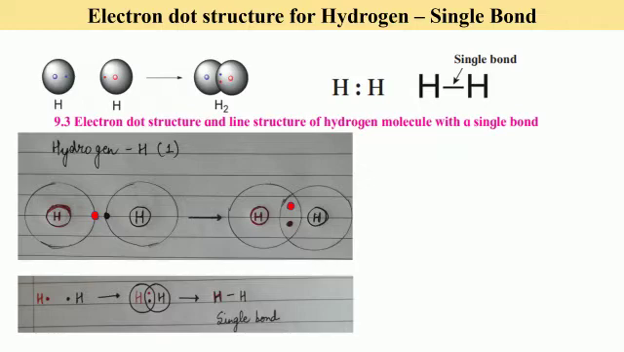Electron dot structures. The very first example that we are going to study is of hydrogen, which is the simplest molecule that is formed by covalent bond. And the bond that is going to form between the two hydrogen atoms is going to be a single bond. Now this is what is given in your textbook.